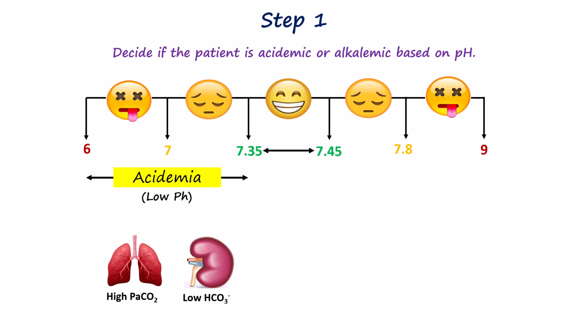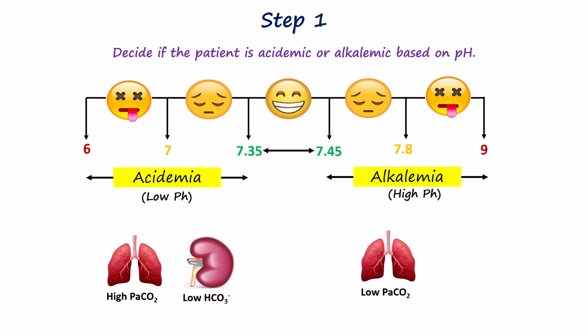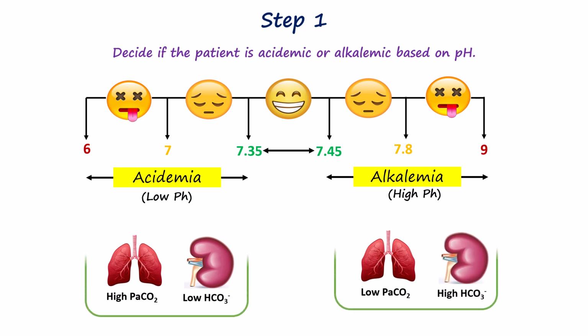deficiency of bicarbonate. Conversely, if the pH is greater than 7.45, the patient is alkalemic, which reflects a relative deficit of hydrogen ions or an excess of buffering components. This corresponds to either a reduction in carbon dioxide or an increase in bicarbonate.